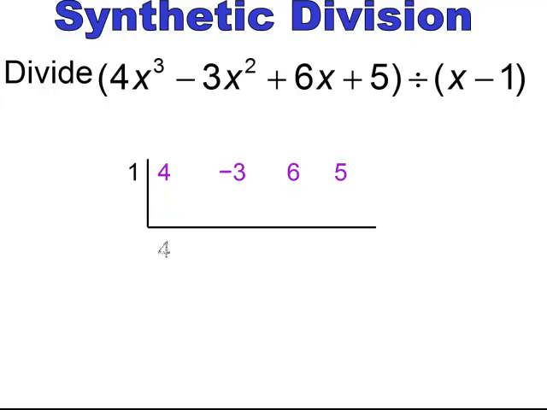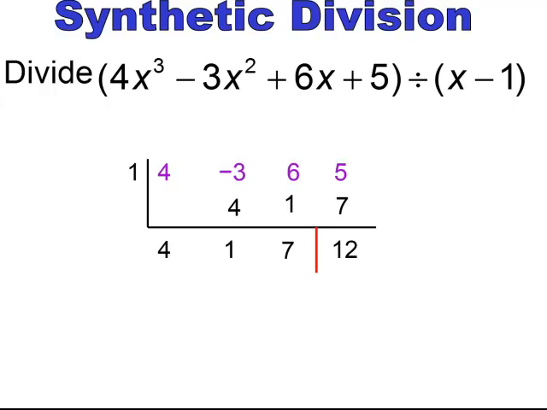Then I'm going to drop down the first number. So 4 comes down. And I'm going to take 1 and multiply it to 4, and I'm going to get 4, and I'm going to put it into the next column. Now I'm going to add down and I get negative 3 plus 4 is 1. I'm going to multiply 1 to 1 and I'm going to get 1. I add down, I get 7. And then I'm going to multiply 1 to 7, and I'm going to get 7. I add down, and I get 12.